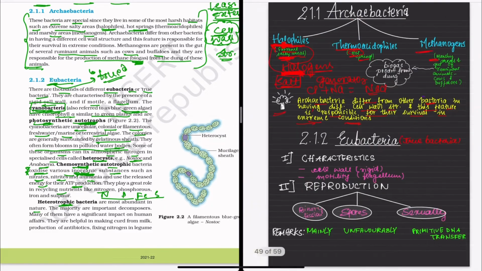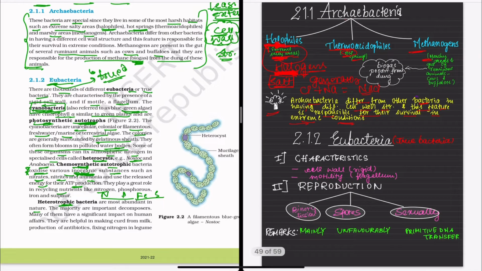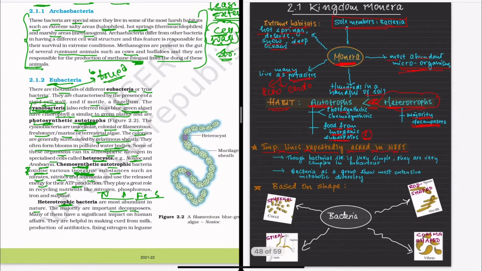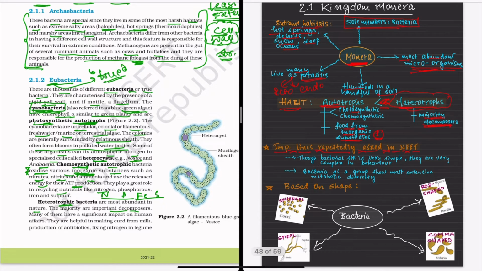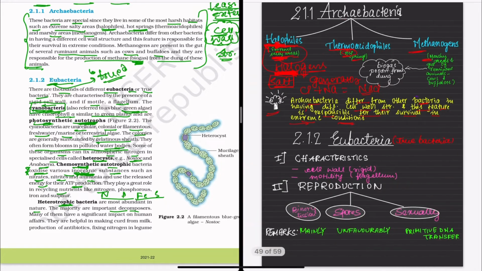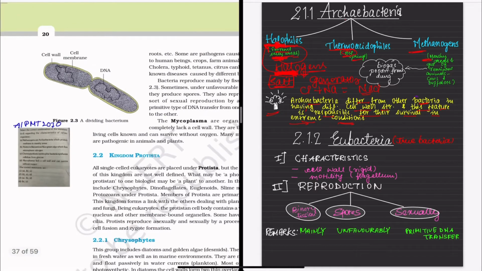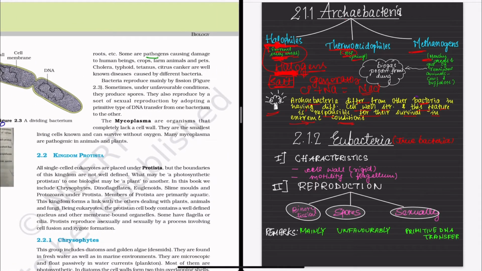The majority are important decomposers. Many of them have significant impact. They have both pros and cons, benefits as well as side effects for humans. Among benefits, they help in making curd from milk. They help in production of antibiotics and fixing nitrogen in legume roots. Some are pathogens. Among the diseases they cause damage to human beings, crops, farm animals and pets: cholera, typhoid, tetanus, citrus canker, as well as other known diseases.